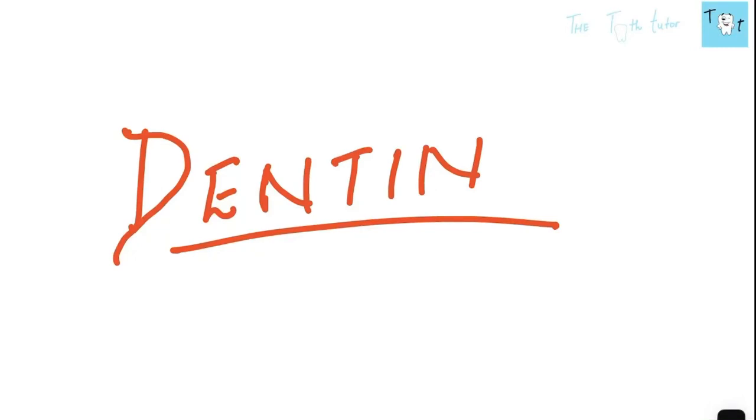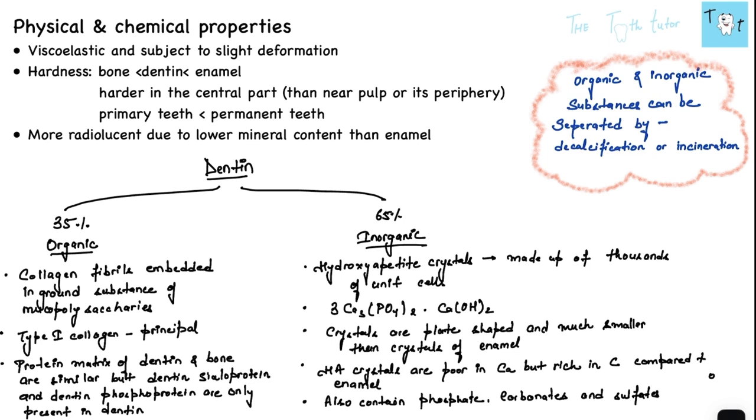Hi everyone. So today we'll be starting with a chapter on dentin, and the first topic that we'll cover in this chapter is the physical and chemical properties of dentin. This topic itself comes in as a short note, and this slide is a summary of whatever is given in your organs textbook regarding the physical and chemical properties of dentin.